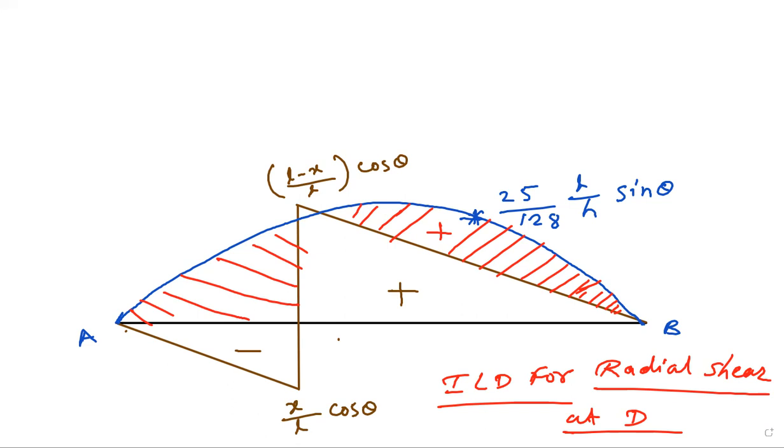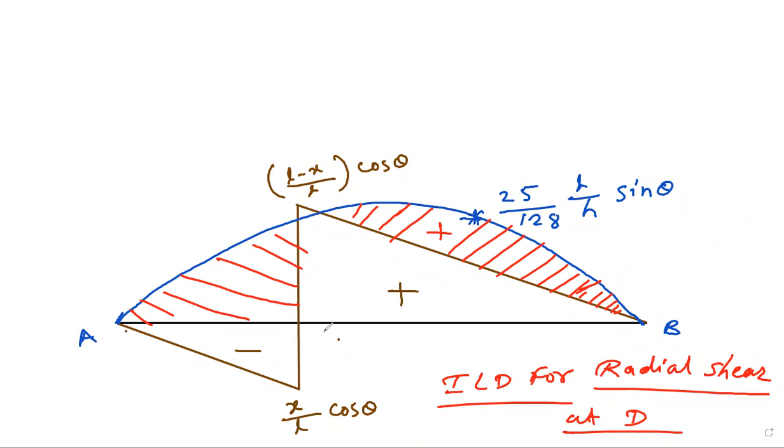En is normal thrust, Hg cos theta plus Vg sin theta, and radial shear S, Hg sin theta minus Vg sin theta. So for Vg, you have to take the two triangles like this. Suppose x, L minus x, y1, y2 like that. By similar triangles, you have to find out the value of y1 and y2 in terms of x and L.